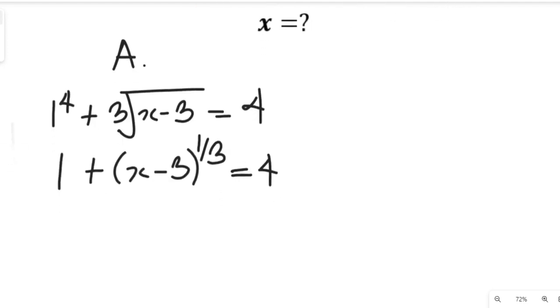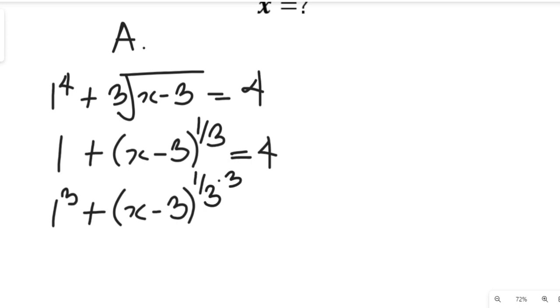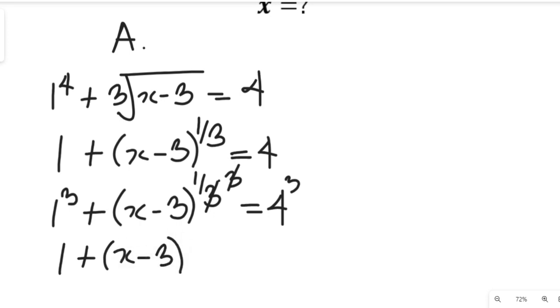So you know what student A did? Student A simply multiplied both sides by the power of 3. If you do that, this will give you x minus 3, to the power of 1 divided by 3 multiplied by 3, and this will be equal to 4 to the power of 3. So this clears the power, and then you have your x minus 3, and this will be equal to 4 to the power of 3, which gives student A 64.